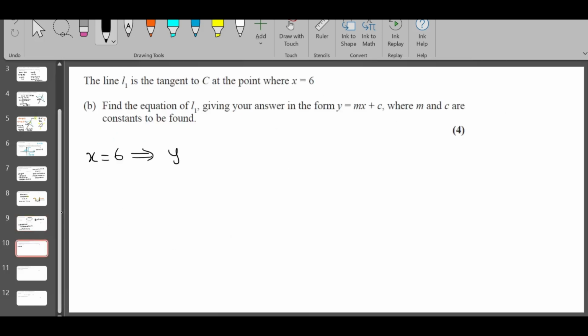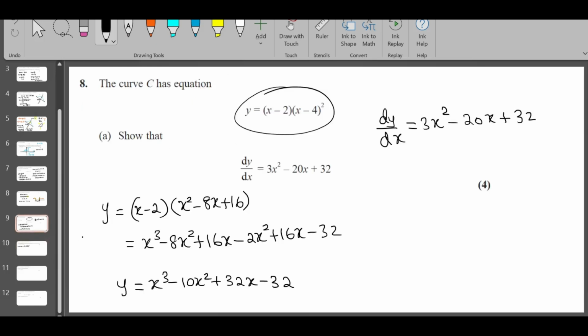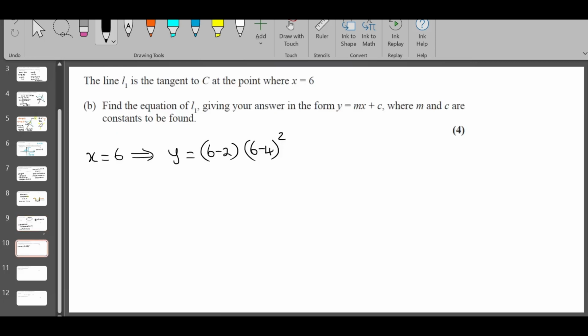So y is 6 minus 2 times 6 minus 4 whole square. You can sub in here also, but this will be a lot easier when you sub in here. That's going to be 4 times 2 square, which is also 4, 16. The point is 6 comma 16.